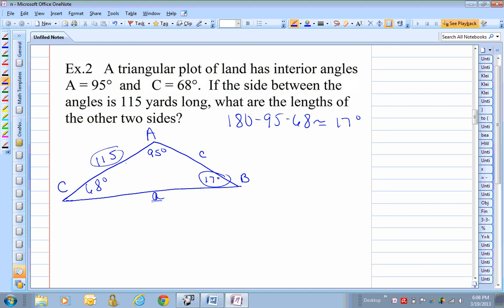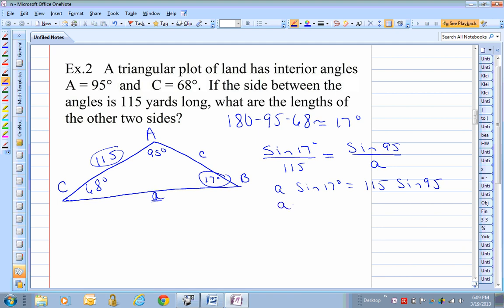All right, let's go ahead and set up our law of sines. So we have sine 17 degrees over 115 equals sine, and we'll do A first, of 95 degrees over side A. Again, cross multiplying, we're going to get A times sine 17 degrees equals 115 times sine 95.